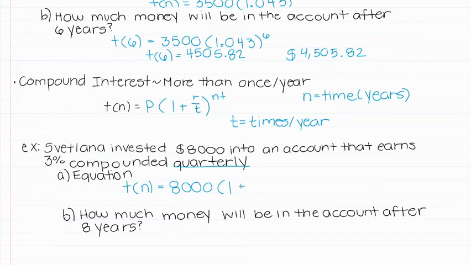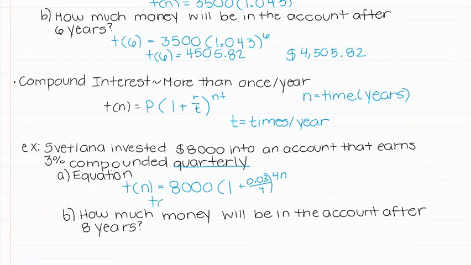Now, because it says compounded quarterly, you want to think of how many times per year. So quarterly would be 4. If it said semi-annually, it would be 2. If it said daily, it would be 365. Monthly, it would be 12. So it's just how many times per year. We know that the rate would be 0.03, and then I'm going to divide that by 4. And then it would be to the NT power. Well, we don't know N, but we know T, so I'm going to put 4N.